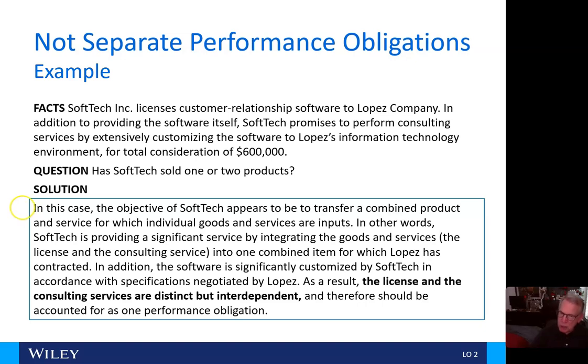In addition, the software is significantly customized by Softtech in accordance with specifications negotiated by Lopez. As a result, the license and the consulting services are distinct but interdependent, and therefore should be accounted for as one performance obligation.